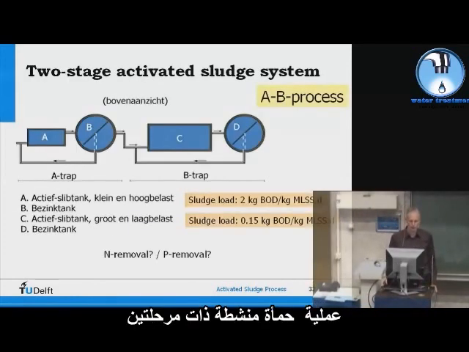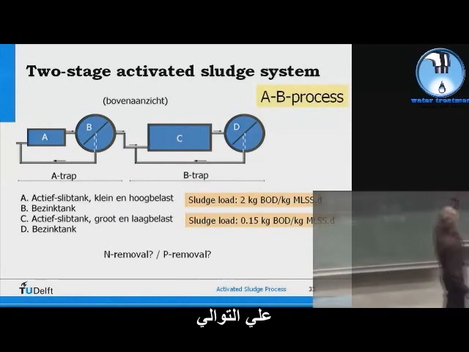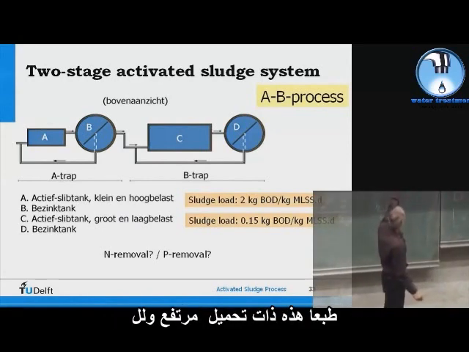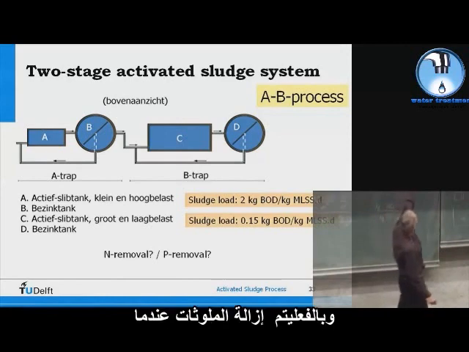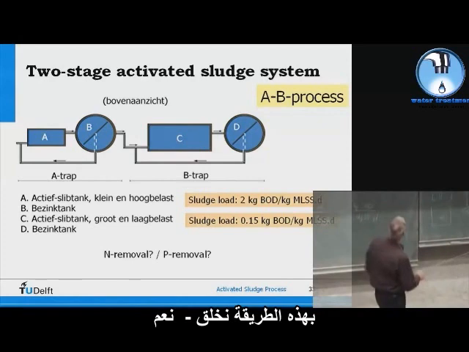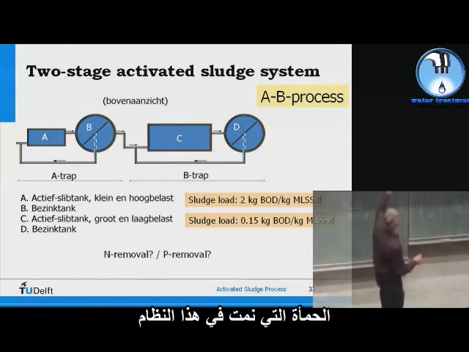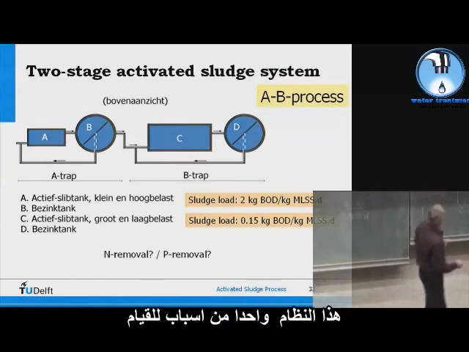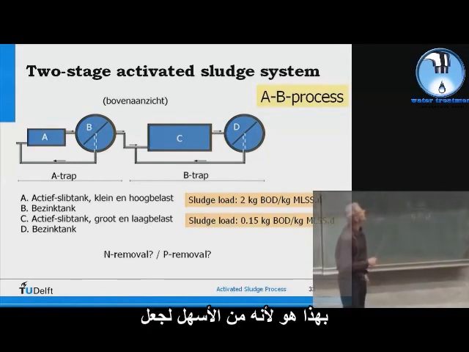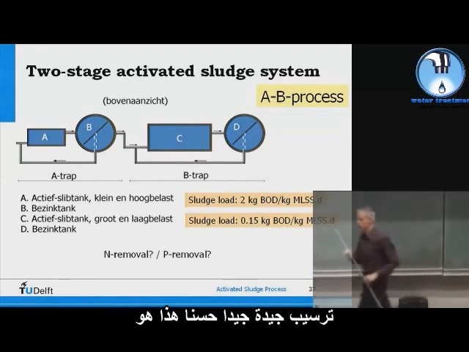Two-stage activated sludge process. Just quickly, you can have two different systems in series, and the wastewater comes into the first system, which is highly loaded, and most of the pollutants are already removed when it enters the second step, the B step. In this way we create different kinds of processes, and the sludge that grows in this system is different from the sludge that grows in that system. One of the reasons to do this is that it's easier to make sludge with good settling properties.